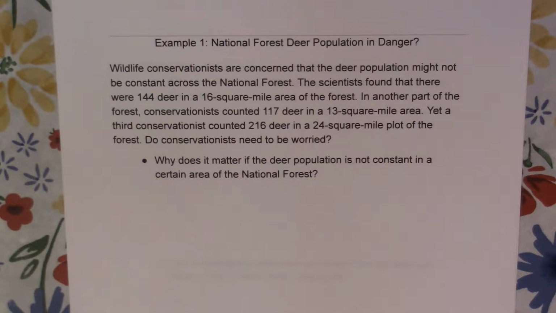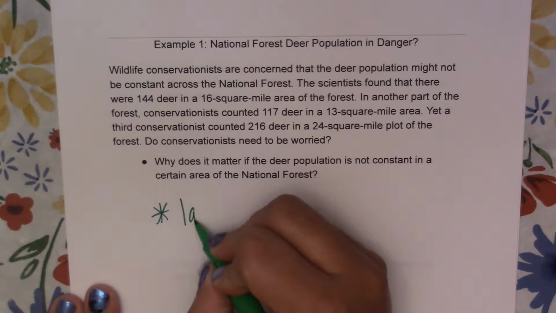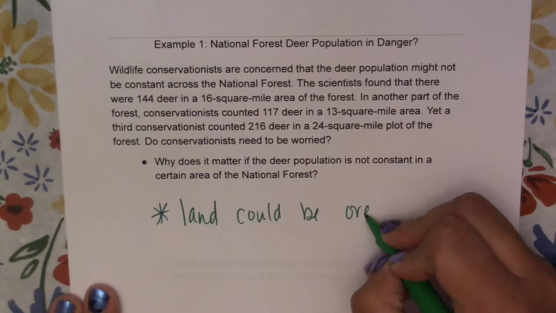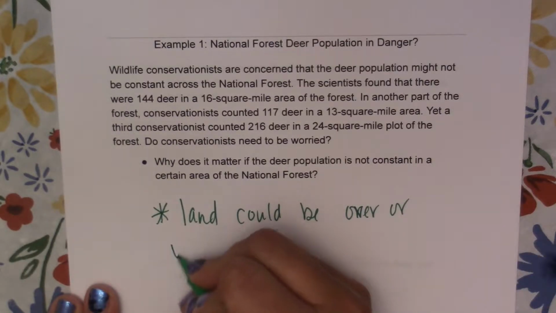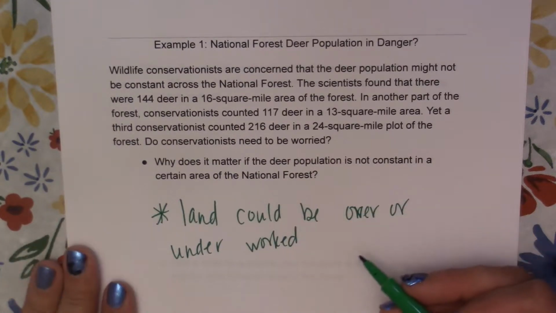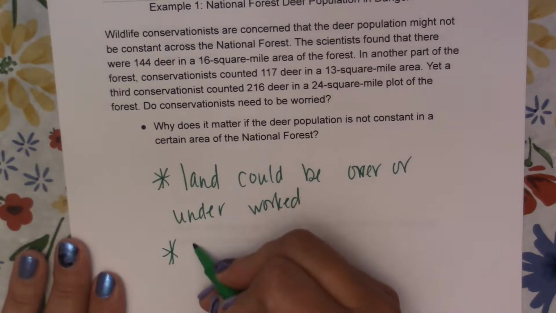Do conservationists need to be worried? Why does it matter if the deer population is not constant in a certain area of the national forest? So based on our classroom conversations, a couple of ideas have always come up. One of those is that the land could be overworked or underworked, meaning animals could eat more of the grass and plants in one area, or they could not eat another area and it could overgrow, and that it could also disrupt the food chain.